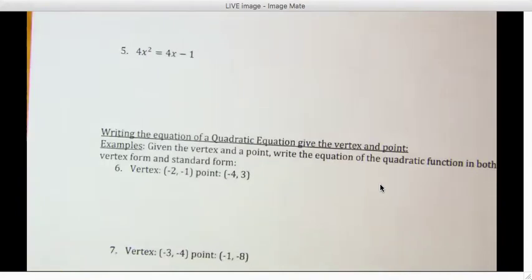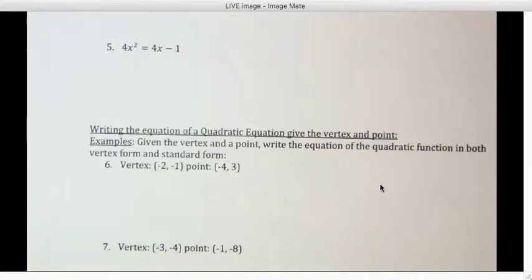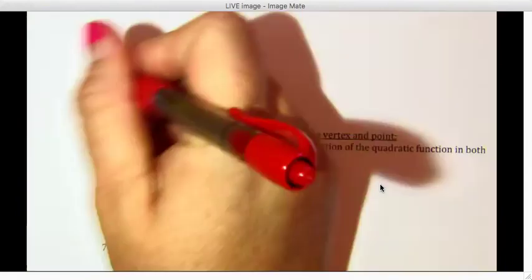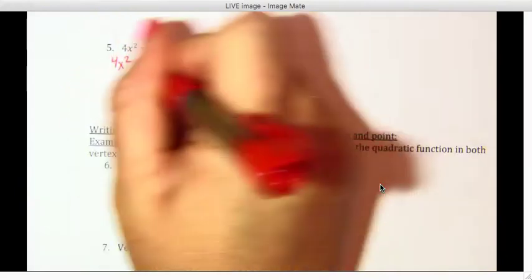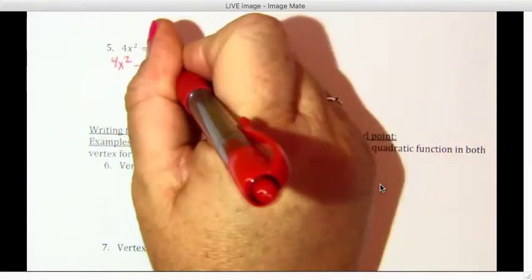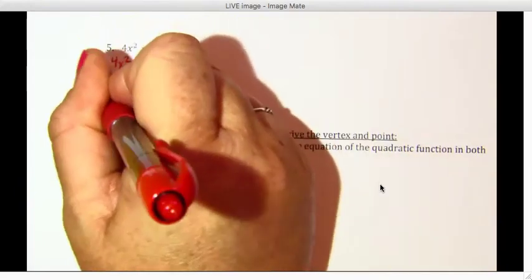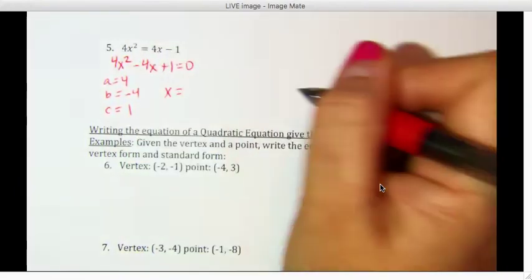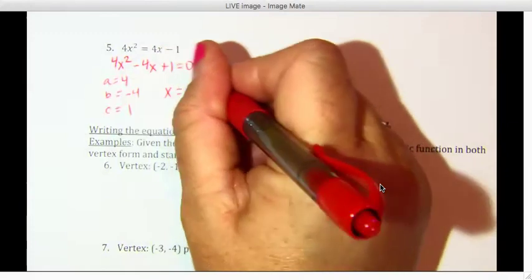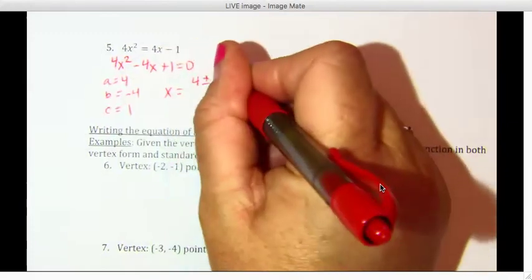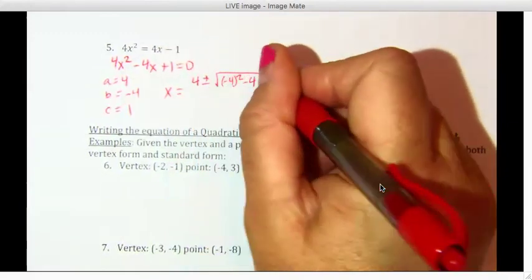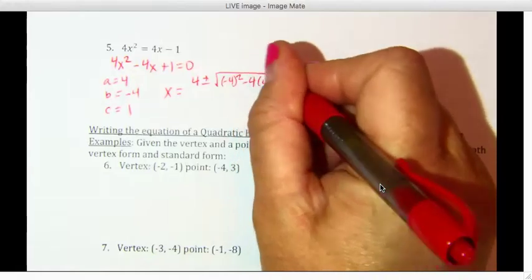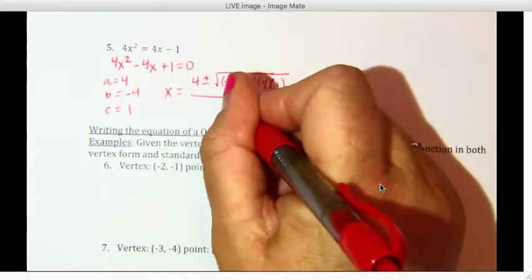Okay. We have another one on the next page. We have 4x squared equals 4x minus 1. We need to get that set equal to 0, so that would give us 4x squared minus 4x plus 1 equals 0. A equals 4, B equals -4, and C equals 1. So x is equal to negative times negative 4 would be positive 4 plus or minus the square root of negative 4 squared minus 4 times a times c, all over 2a.